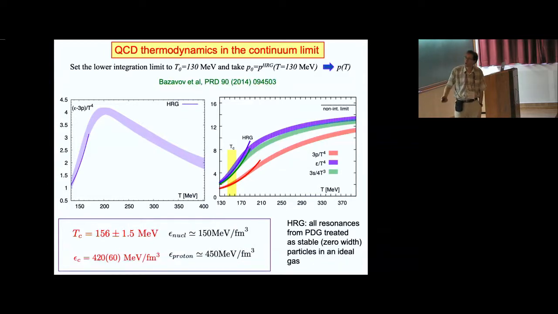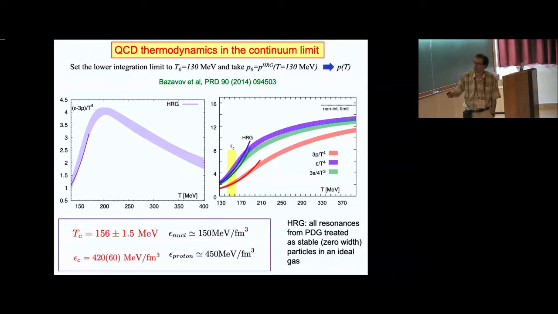Now, if you try to estimate the energy density where the transition happens, you just plug in the transition temperature and use the value of the equation of state for the energy density at that point. Then you estimate the pseudo-critical energy density to be 420 MeV with an error of 60 MeV per Fermi cubed. And that's something that you could compare with the energy density in normal nuclear matter, which is about 150 MeV per Fermi cubed. So that energy density is about 3 times the energy density of normal nuclear matter, and it's actually close to the energy density inside the proton.